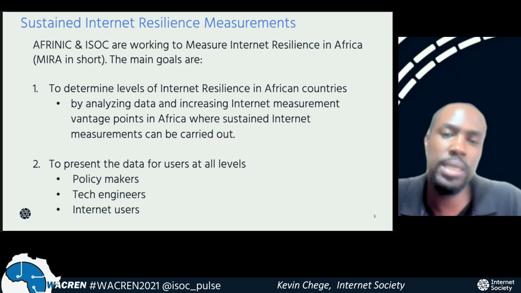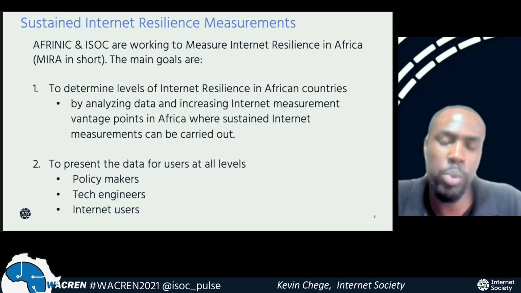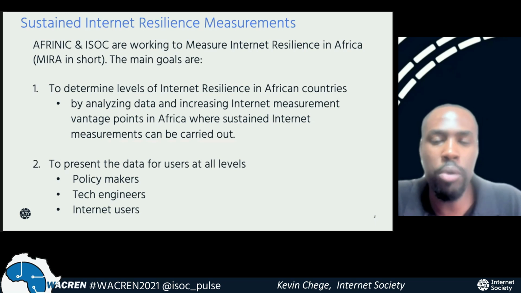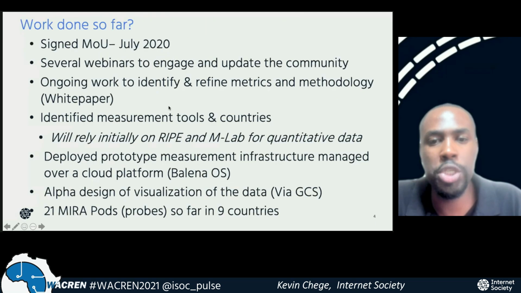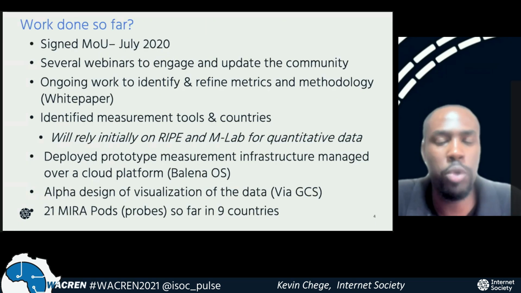And then we want to present this data in a very simple manner. So whether you're a policymaker, a network researcher, or an engineer, you can easily find data related to internet measurements in your area and make an informed decision about which internet service provider might be better for you, or how reliable your provider has been in the recent past.